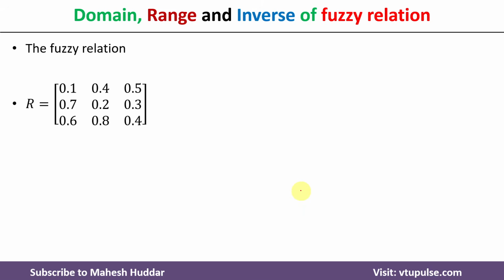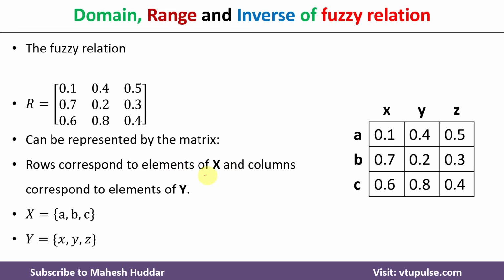So, the fuzzy relation is given to us. This can be represented by the matrix. Here, elements of X correspond to rows and elements of Y correspond to columns. Here we can see that X has the elements A, B, C and these can be represented as rows, and Y has the elements X, Y, Z and these can be represented as columns.